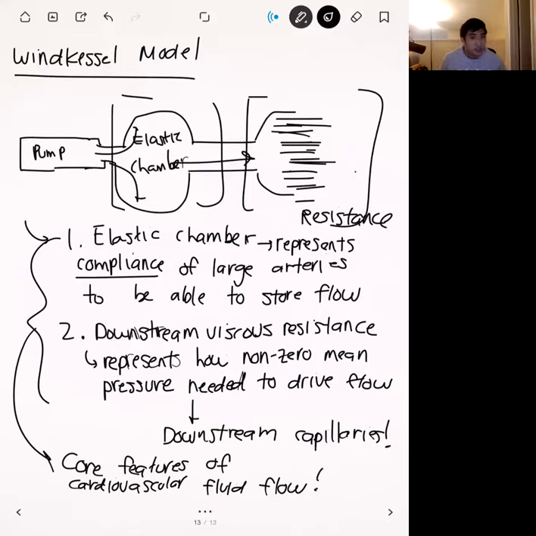And we see these features exactly in our lump parameter modeling, right? In our lump parameter modeling, the correlation is so one-to-one, it's almost insulting in a way. So for the compliance, we obviously have our capacitor that represents this, and then for the resistance, we have our resistor, which represents exactly that. Okay, and so a lot of the inspiration for this lump parameter modeling came from the Windkessel model. Okay, so that's the Windkessel model.